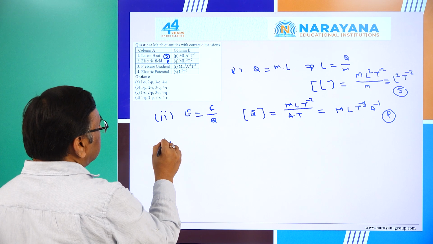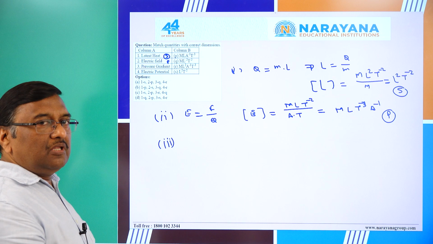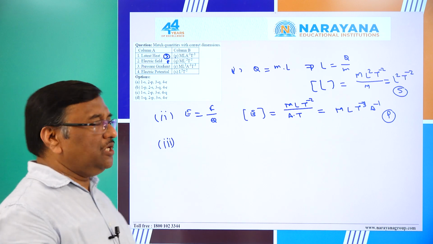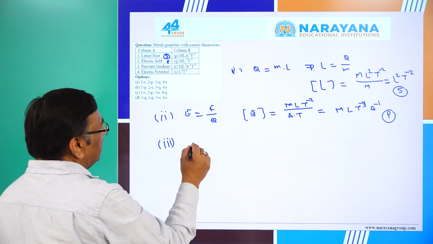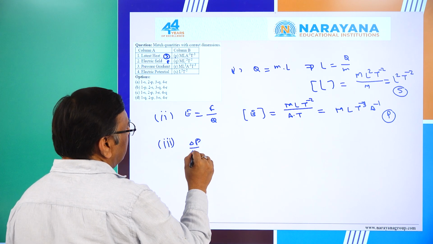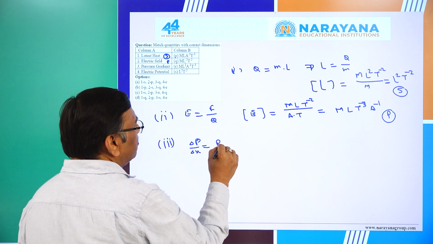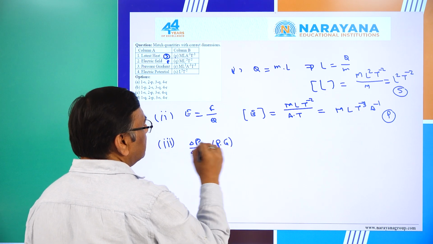If I am writing this third, third is going to be pressure gradient. Gradient is nothing but what? The variation of a quantity with respect to position. The moment I write pressure gradient, I can say delta P upon delta Y or delta X or delta R, whatever you write, it is going to be my pressure gradient. For understanding, I am writing my pressure gradient in this manner.